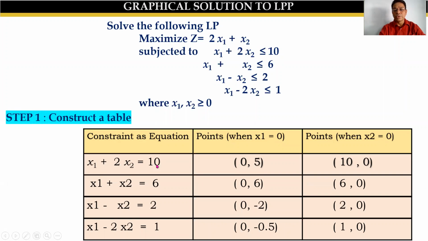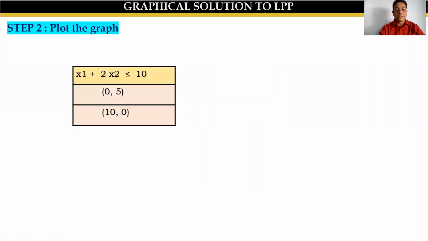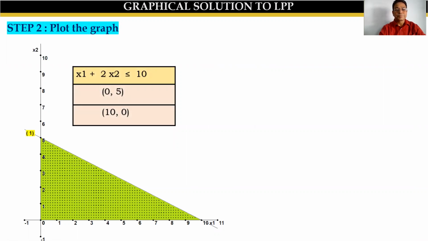x1 plus 2x2 is equal to 10. Using these points (0, 5) and (10, 0), we can draw the line. Similarly for the second, third and fourth constraints. Let us see how the lines are drawn. So this is the first constraint, x1 plus x2 is equal to 10, and this is the line which is representing x1 plus x2 equal to 10. But then we have less than or equal to 10, so the arrows will point towards the origin, like this.